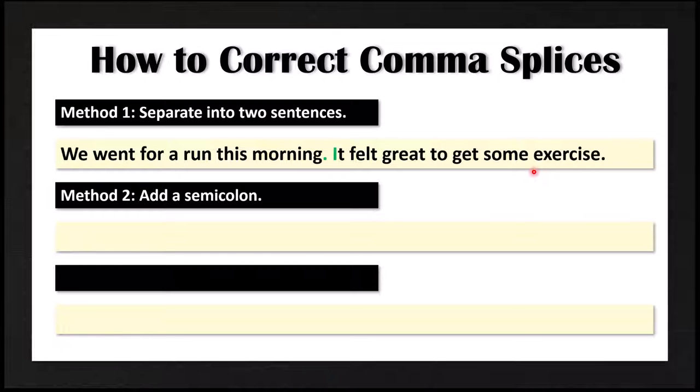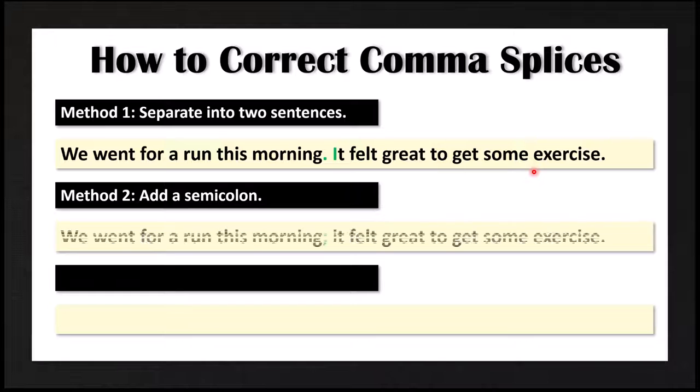Another way to correct a comma splice is to add a semicolon if the two sentences are closely related. I have a video on semicolon rules, which you can check out by clicking on the playlist in the description below this video. So we could say, we went for a run this morning, semicolon, it felt great to get some exercise. And note that with the semicolon, we do not capitalize the second part of the sentence because this now is a combined sentence using the semicolon, and a semicolon is strong enough to combine two independent clauses, unlike a comma.